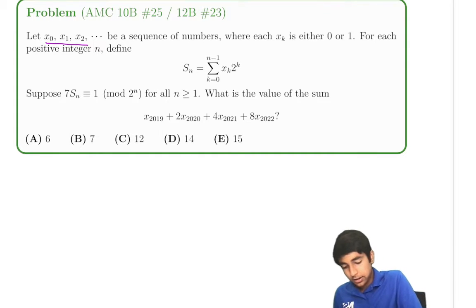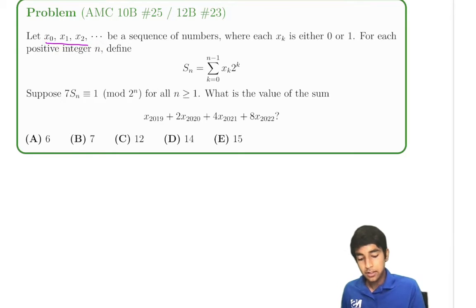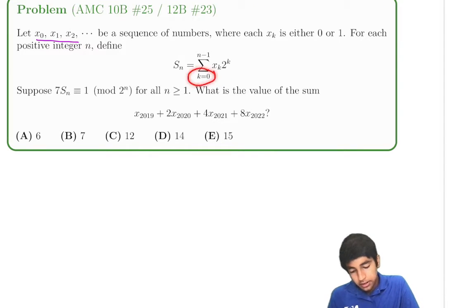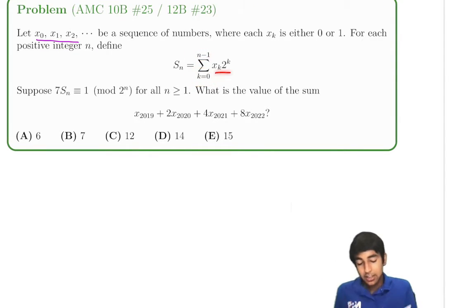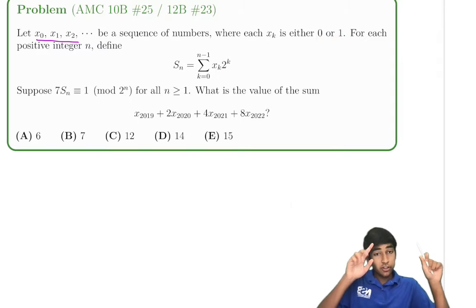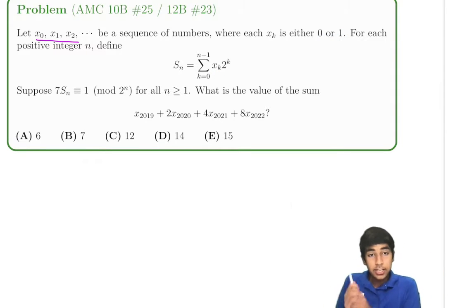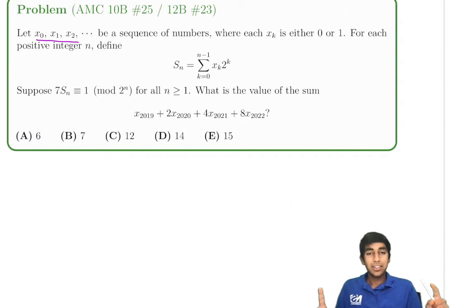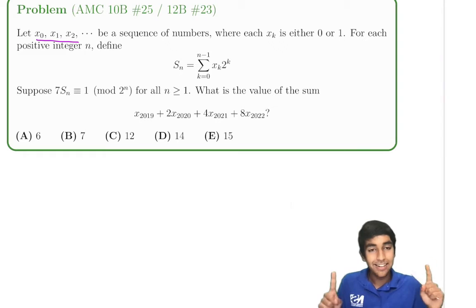We've got x0 through something be a sequence of numbers, where x of k is either 0 or 1. For each positive integer n, define S of n to be the sum from k equals 0 to n minus 1 of x_k times 2 to the k. Let's stop right there. 2 to the k, x_k is 0 or 1. This should remind you of something immediately. Each digit is 0 or 1, 2 to the k we're multiplying by. That looks a lot like binary.